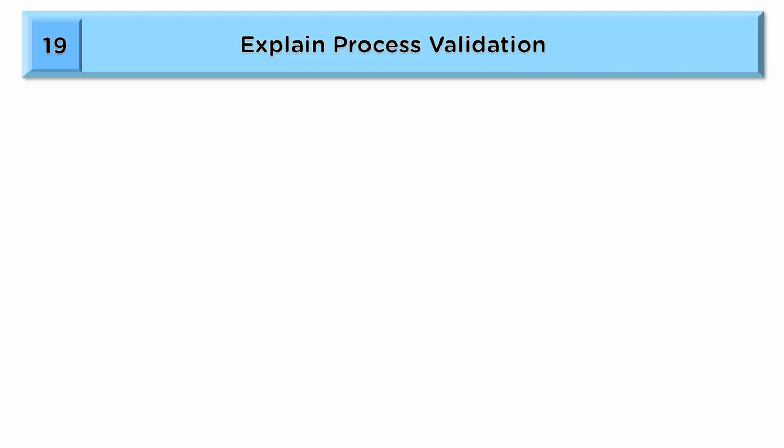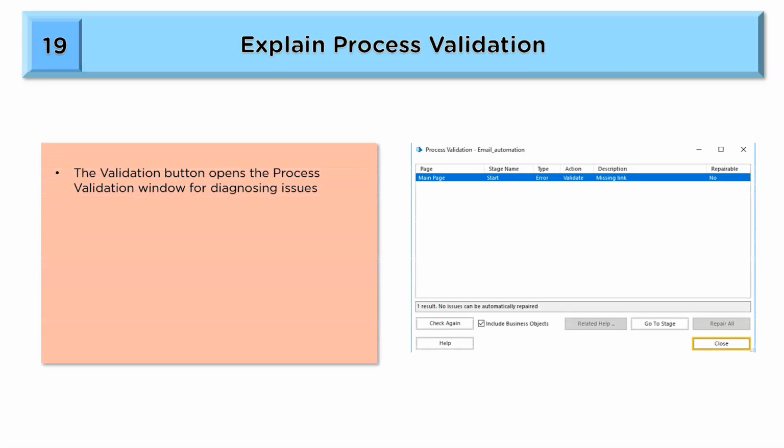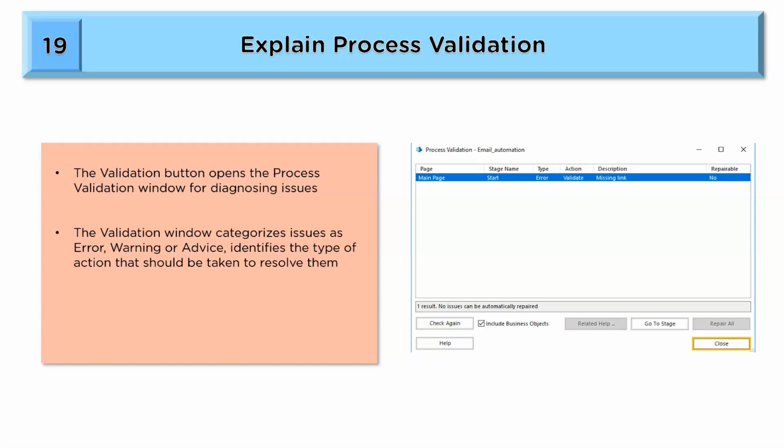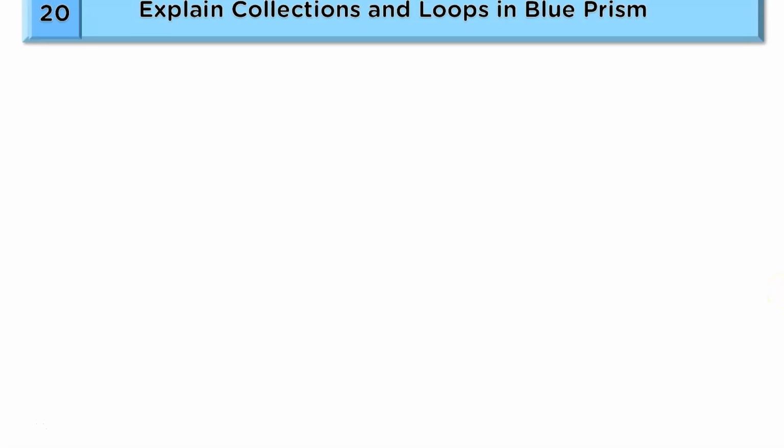Explain process validation. The validation button opens the process validation window for diagnosing issues. The validation window categorizes issues as errors, warnings, and advice. It identifies the type of action that should be taken to resolve them and whether they are repairable by Blue Prism. Validation checks the basic construction of the process diagram, but it is not capable of analyzing the logic. The responsibility is always on the user.